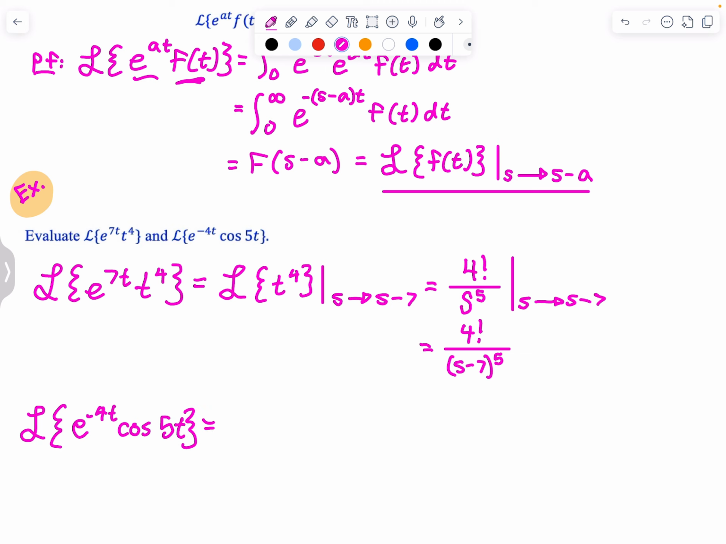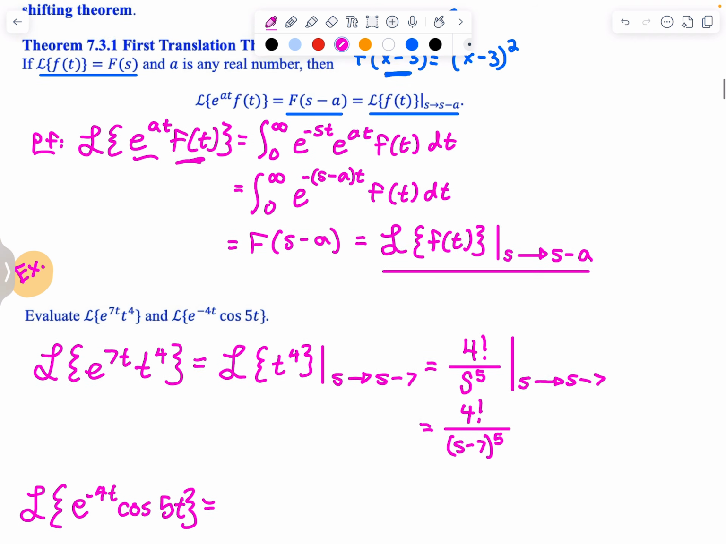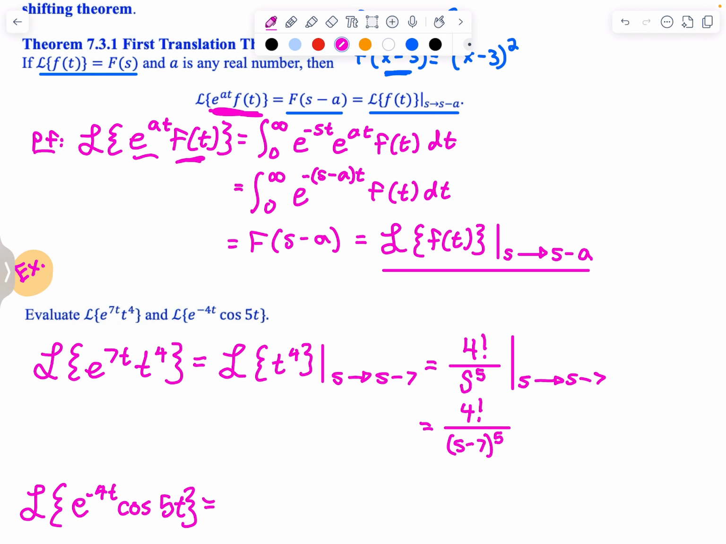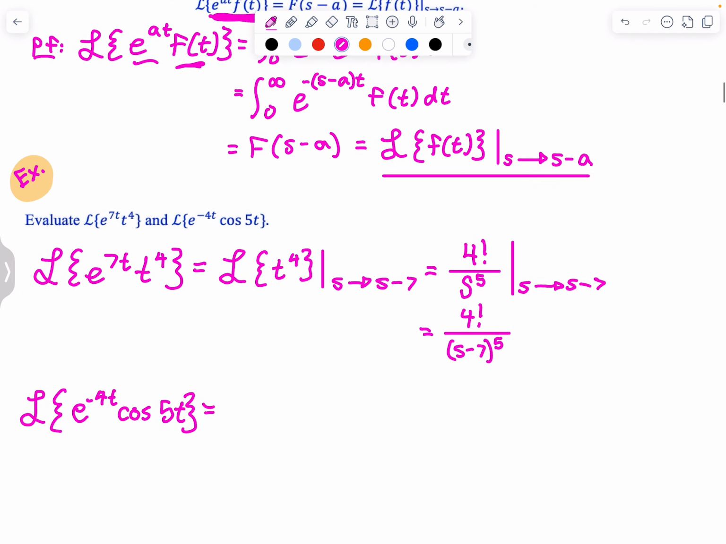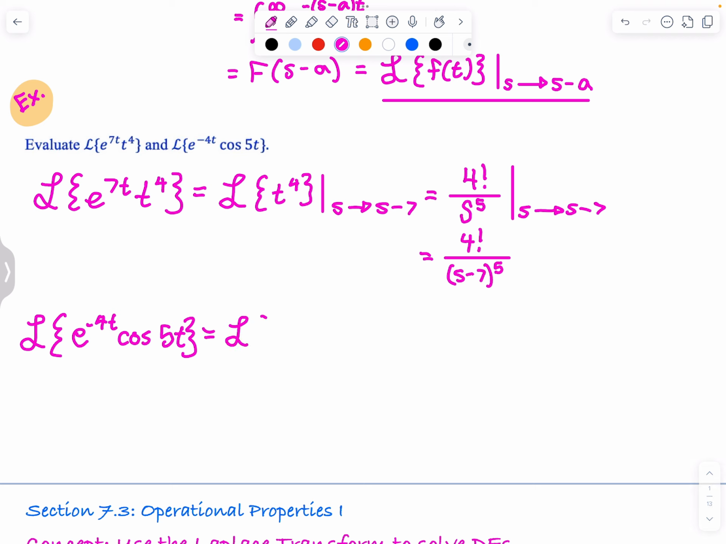Okay, so I see the e on it, and this new translation theorem says if I have e times a function, I can use this theorem. So this is going to be the Laplace of cosine 5t. And then once I get an answer to that, I'm going to change my s to s plus 4. And that's because this was a negative. Look up here, it was 7. We used a minus 7. It's the same thing. Okay.